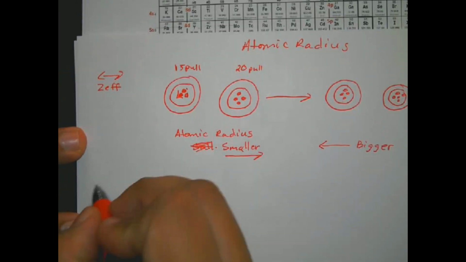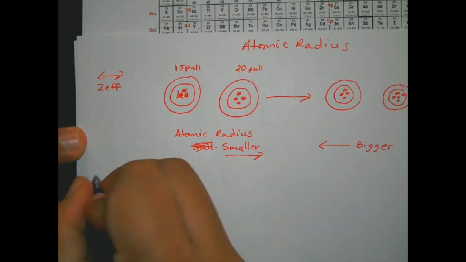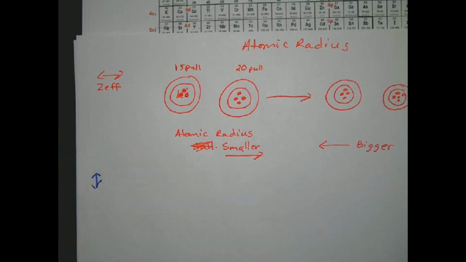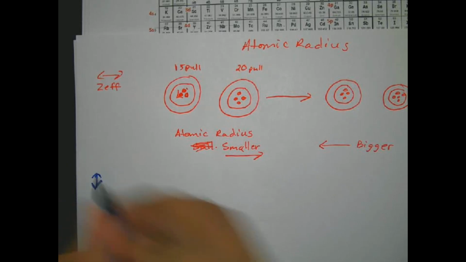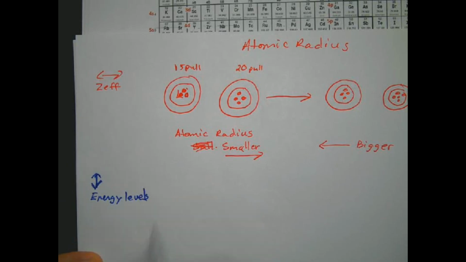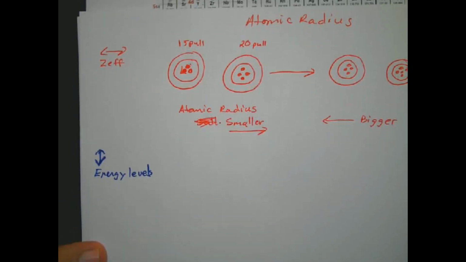Now let's talk about atomic radius going up and down on the periodic table. Okay? Now, what did I say dictated up and down? We said energy levels. We said the energy levels dictated the up and down.